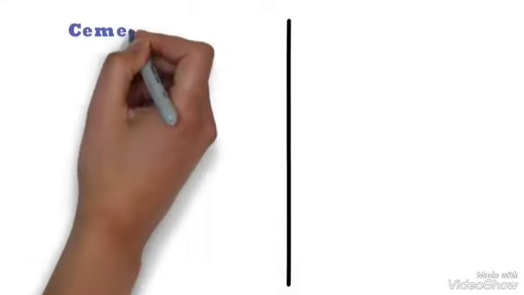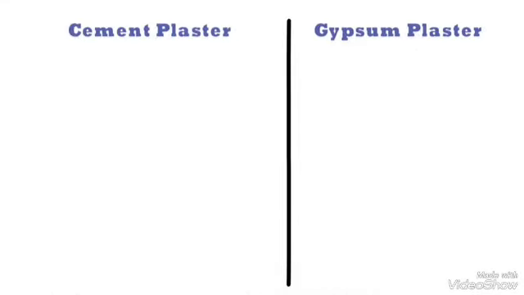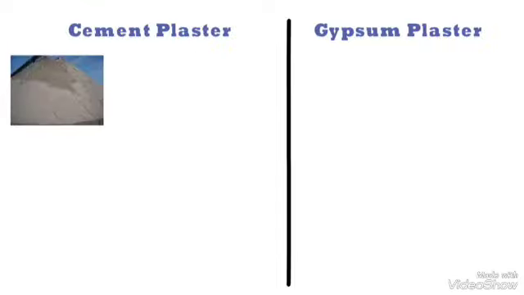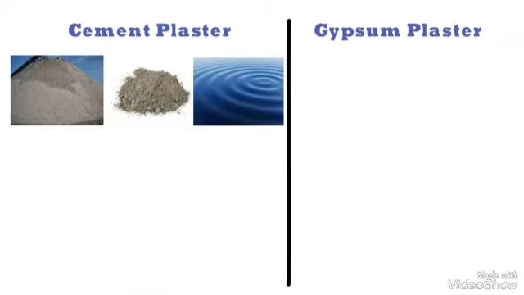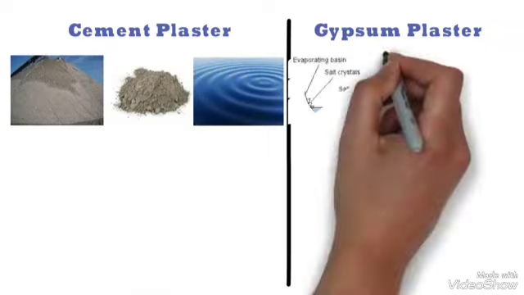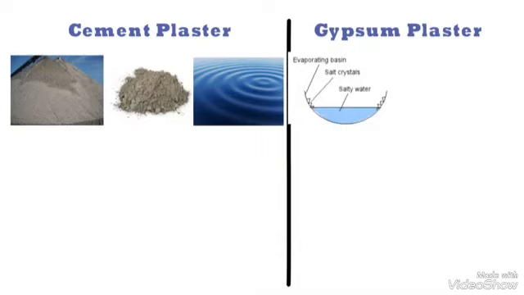Hi friends, in this video I will tell you about the difference between cement plaster and gypsum plaster. So let's begin. Cement plaster is made up of sand, Portland cement and water. In case of gypsum plaster, instead of Portland cement, gypsum is used and it doesn't need sand. Gypsum is a lightweight material which is formed as a result of evaporating seawater in massive prehistoric basins.